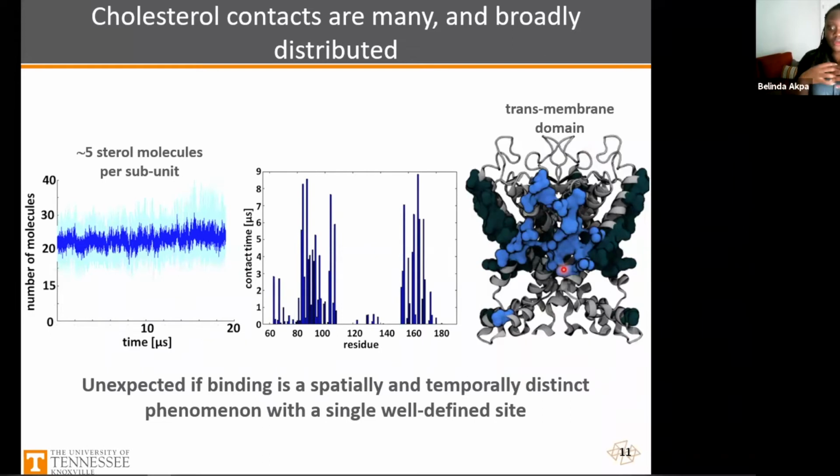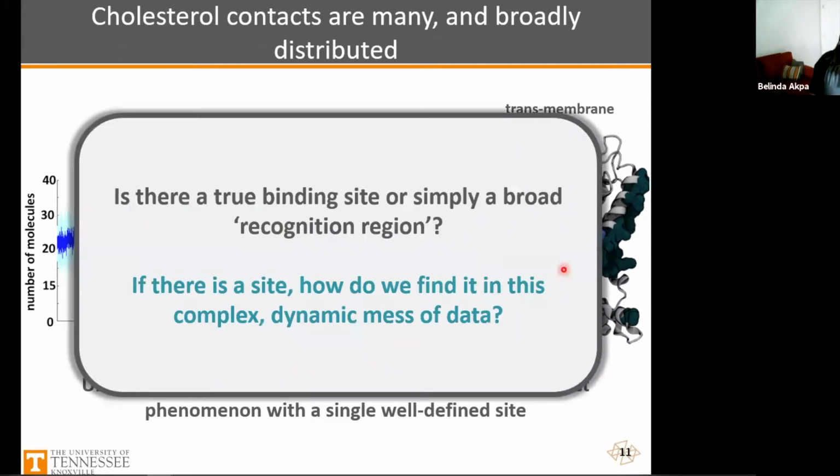So I'm saying I'm a residue, how many contacts of sterol do I experience over the course of the simulation? So this doesn't get us to identifying a binding site. Is it possible that there just isn't a well-defined binding site? Is it possible that there's just sort of a region of the protein that recognizes the abundance of cholesterol?